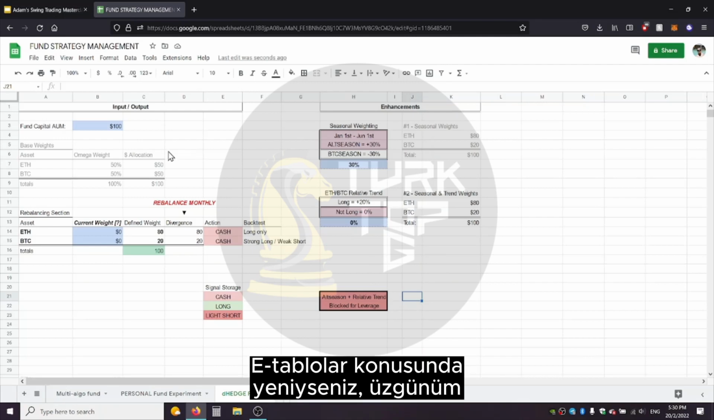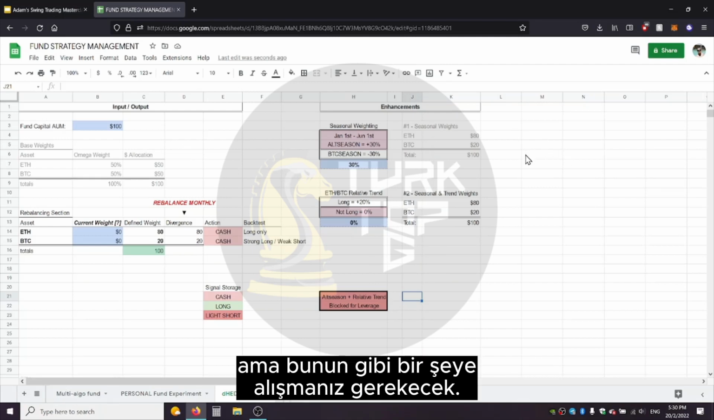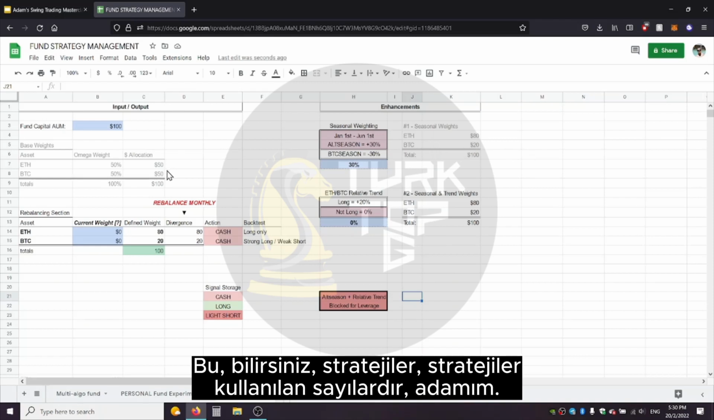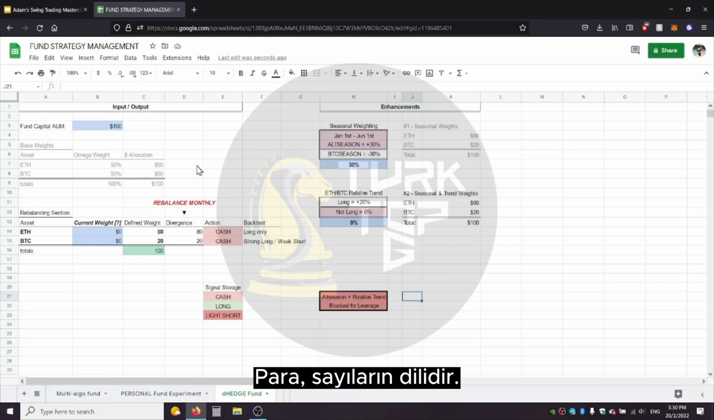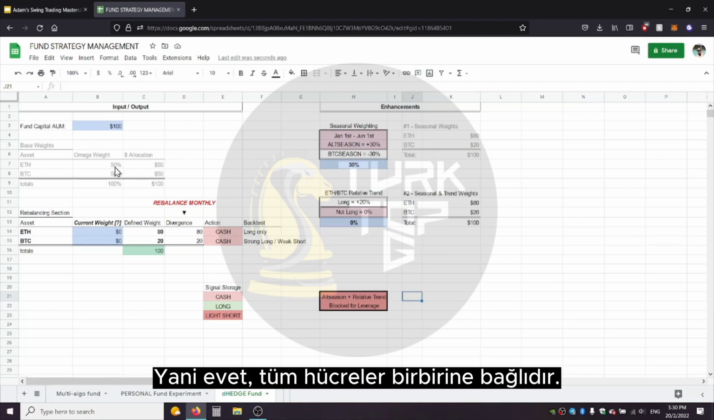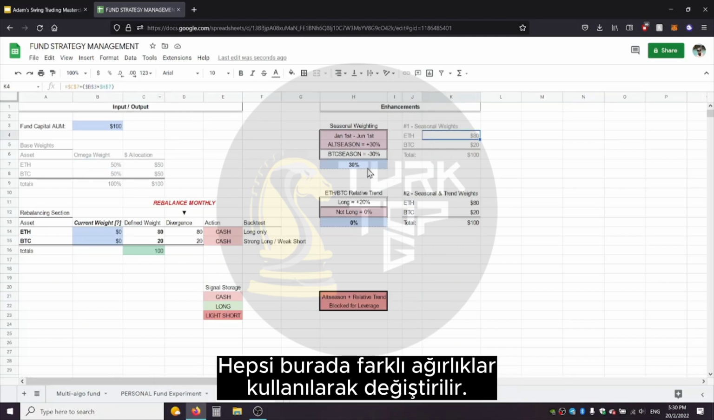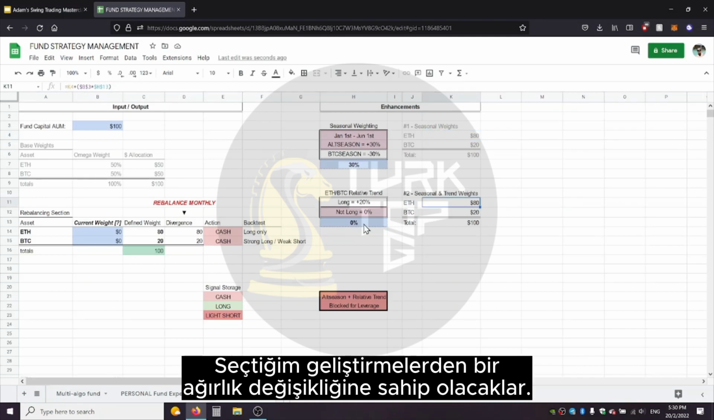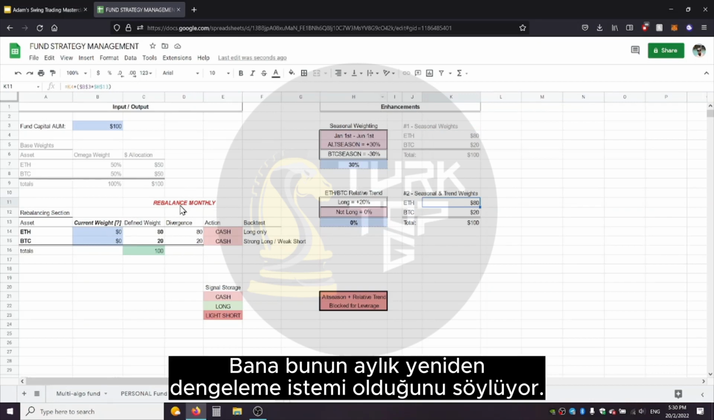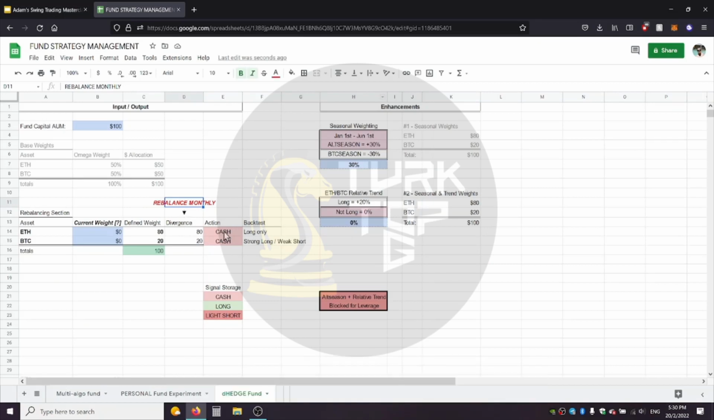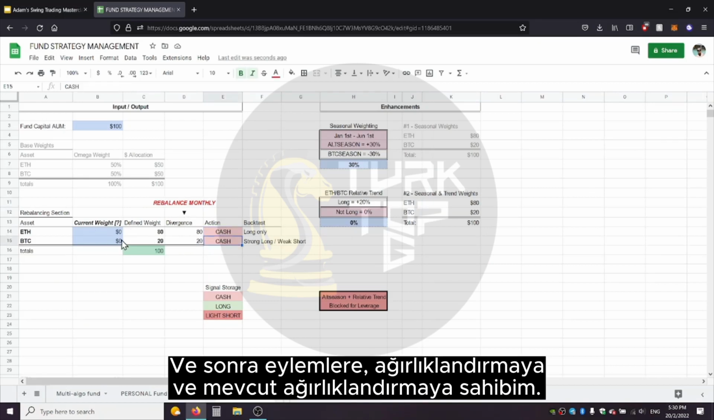If you're new to spreadsheets, sorry, but you're just going to have to get used to something like this. Strategies use numbers, man. Money is the language of numbers, so you're just going to have to get used to it. So yes, all the cells are linked together. They're modified using, you can see the formulas up here. They're all modified using the different weightings here. They all have a weighting modification from the enhancements that I've selected. Then it goes into here. It tells me this is just a prompt to rebalance monthly. And then I have the actions and the weighting and the current weighting, and it's all there.